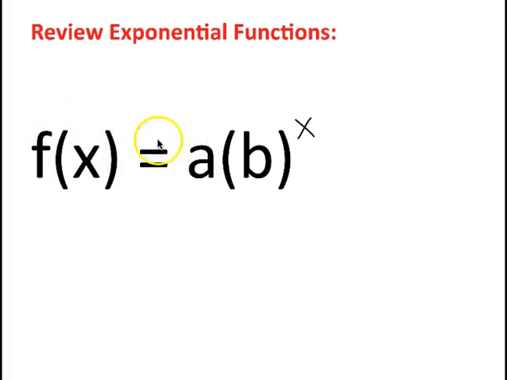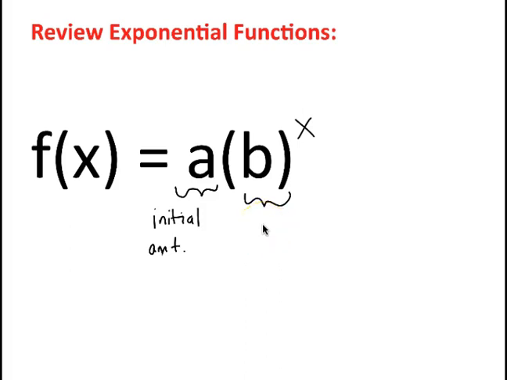So f of x equals, we're always going to have a number times another number that is being raised to the x power. And we chatted about what these represent, but really quick, let's do a review. So the a term is always going to represent the initial amount. Write this down in your math notebook.